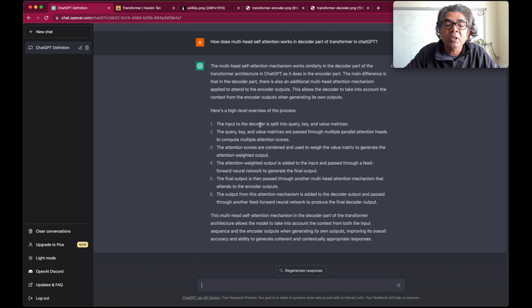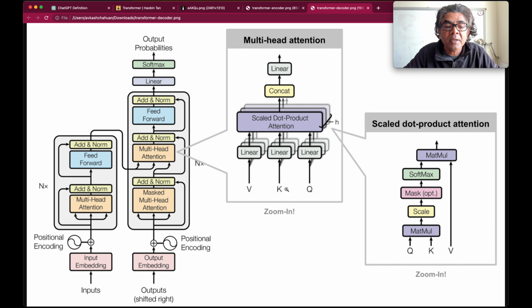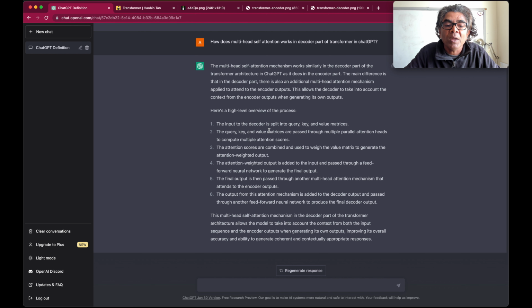So that's where the masked multi-head attention comes into play. The input to the decoder is split into the query, key, and value matrices. So here everything is being split into query, key, and value matrices. And these queries, keys, and values are passed through multiple parallel attention heads.